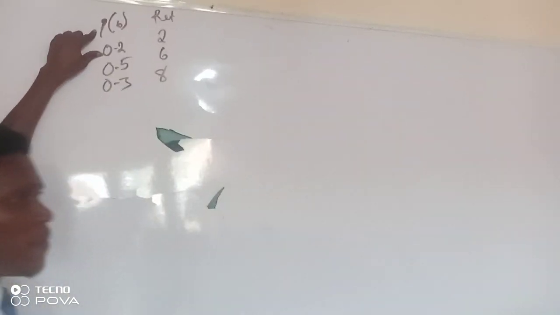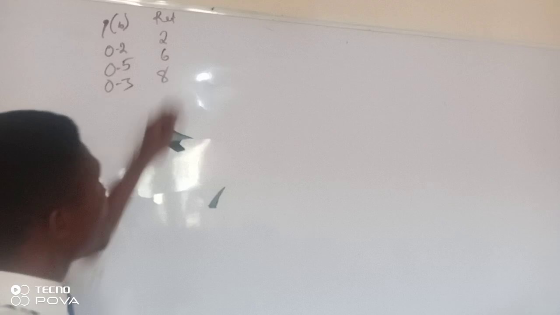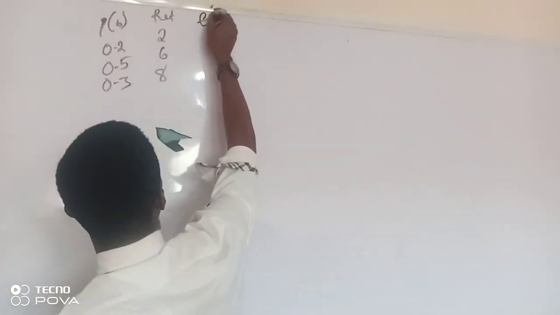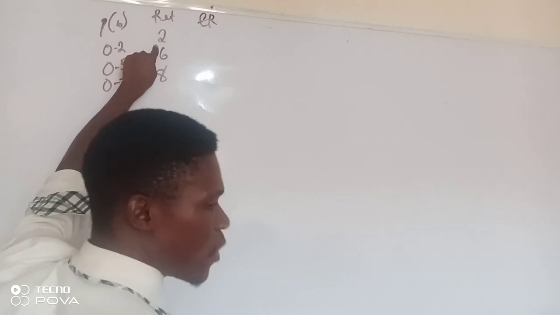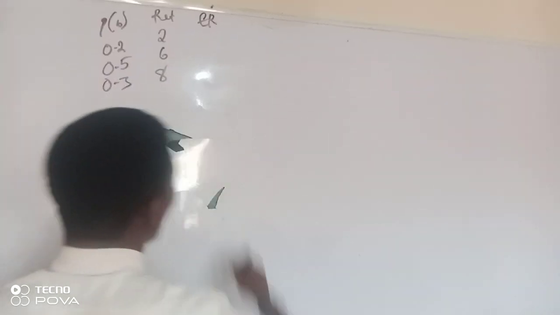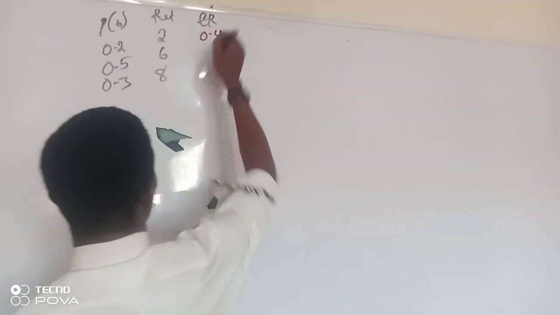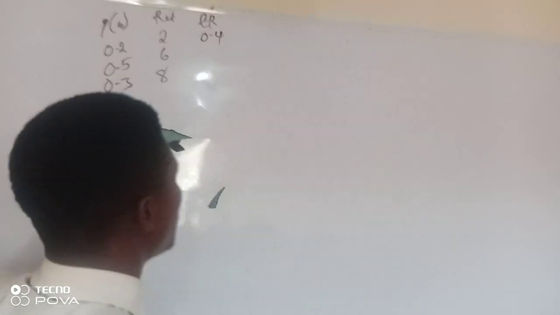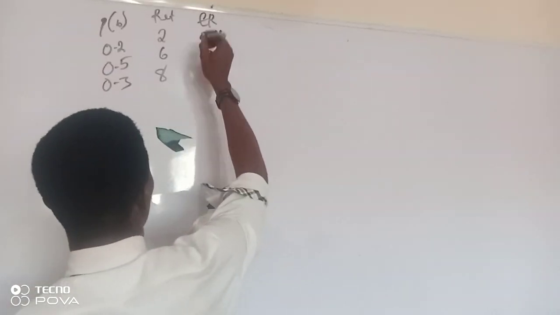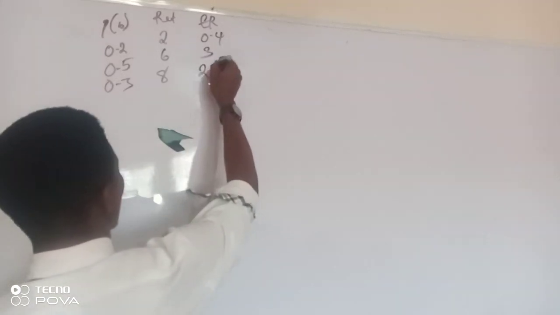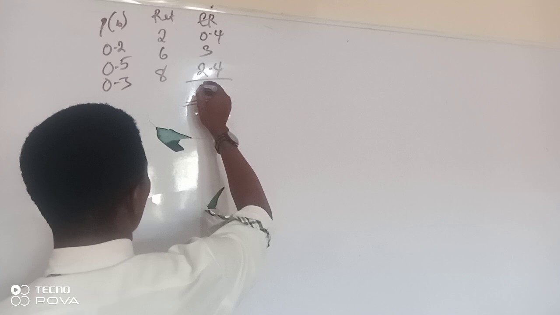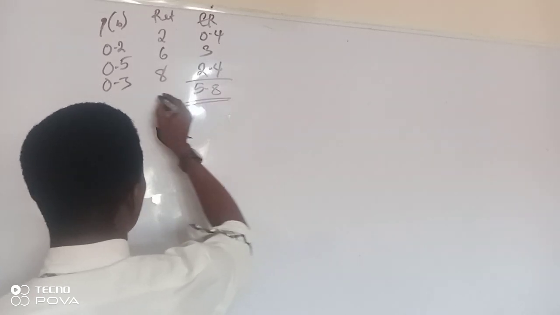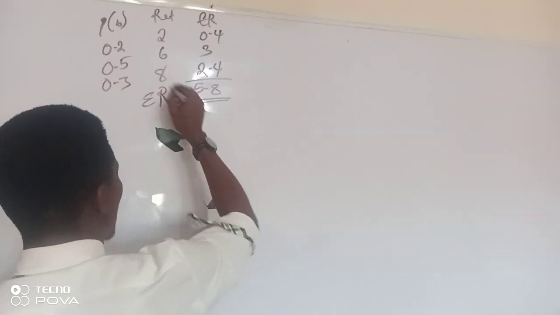If this is your probability and this is your return, your expected return should be 0.2 times 2%, which gives 0.4. 0.5 times 6% gives 3. Then 0.3 times 8 gives 2.4. By the time you add it together, you have 5.8. This is the expected return.